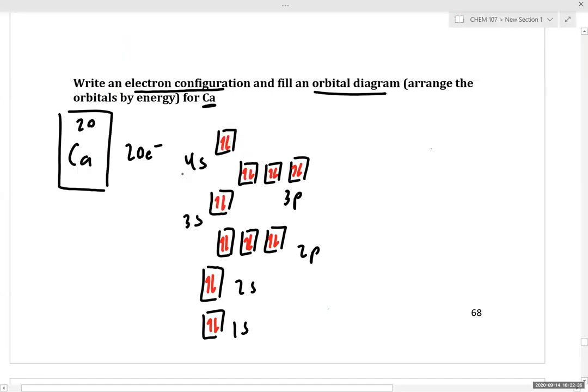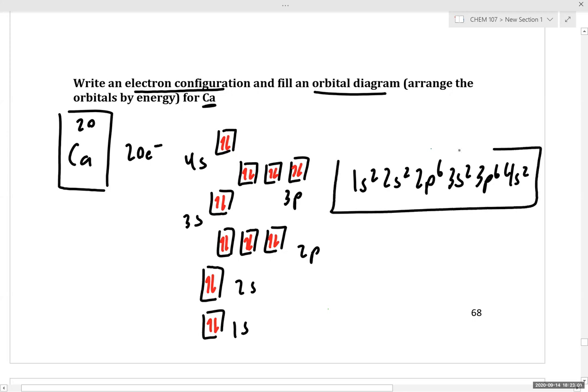And now writing our configuration, we'd have 1s2, 2s2, 2p6, 3s2, 3p6, and this is the part where students sometimes get confused. It's 4s2. So after the 3p orbital, the next highest energy orbital is the 4s. So here's our complete electron configuration for calcium.